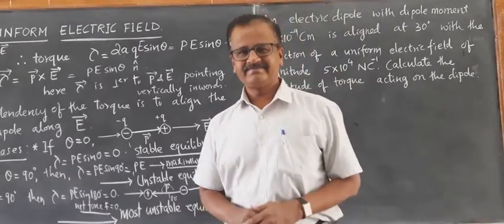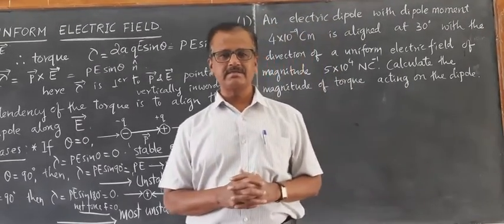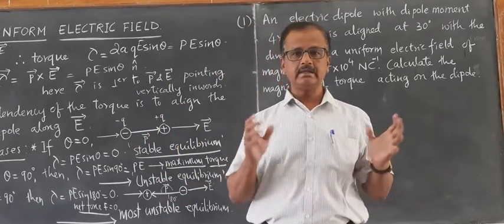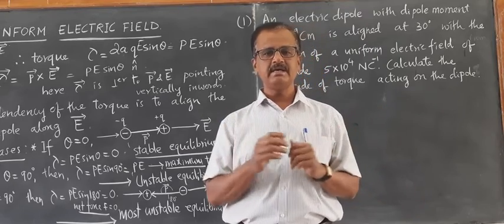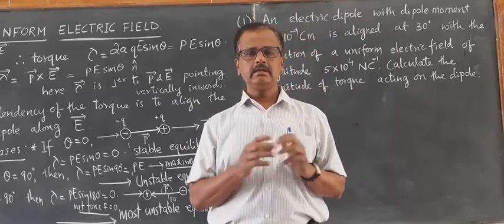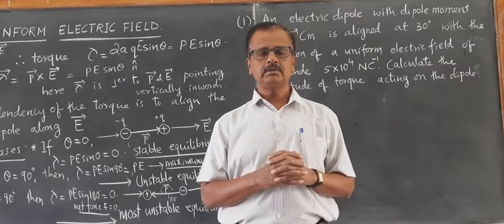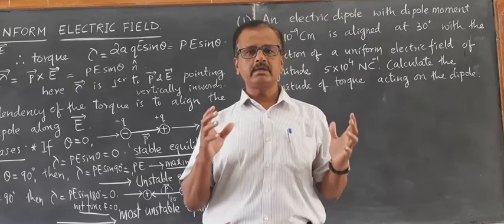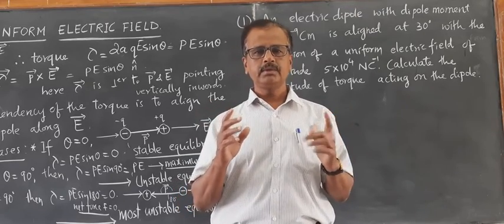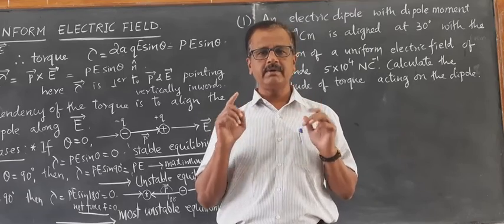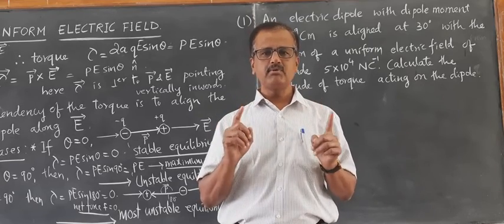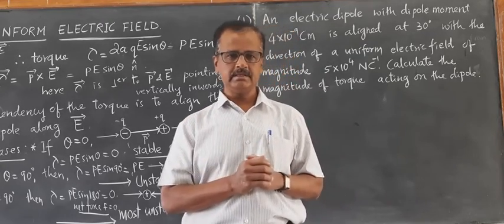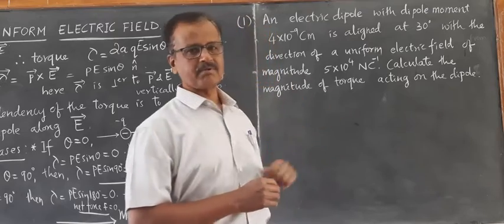Good morning, cadets. In the previous session, we discussed the dipole placed in a uniform electric field and the torque experienced by it. We calculated the torque, tau equal to pE sin theta, or vector torque tau equal to P vector cross E vector, where P vector is the dipole moment vector and E vector is the uniform electric field vector, right? Based on this, let us solve one simple problem.